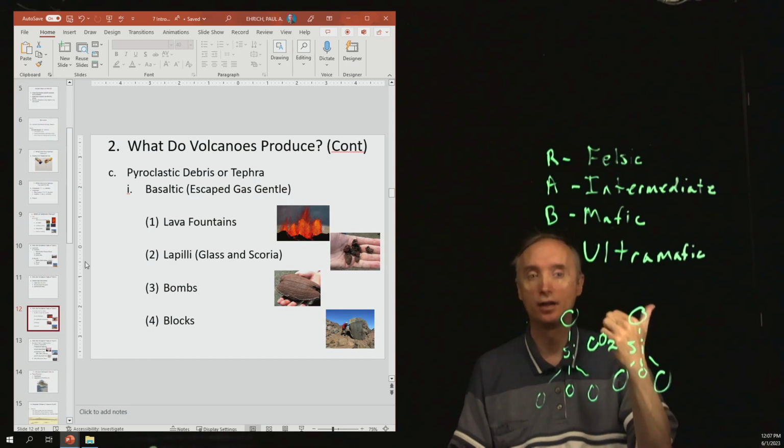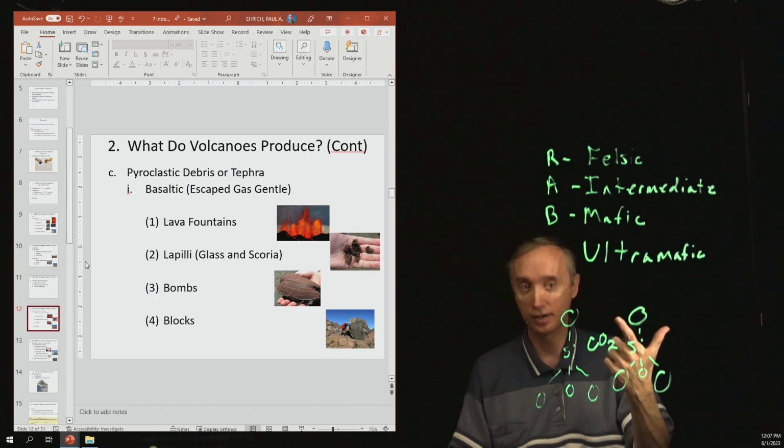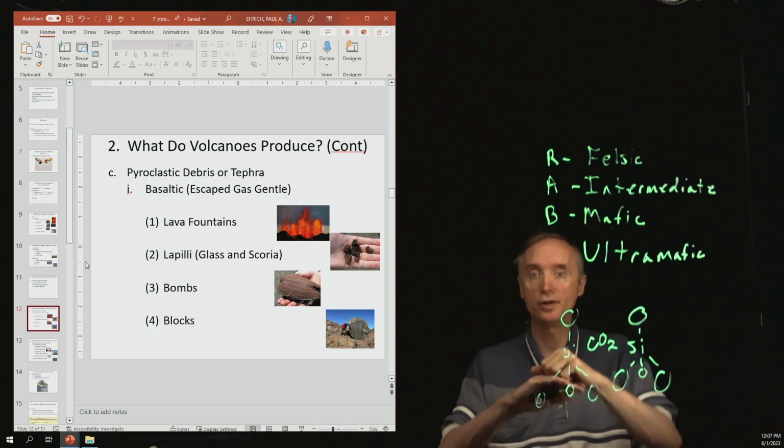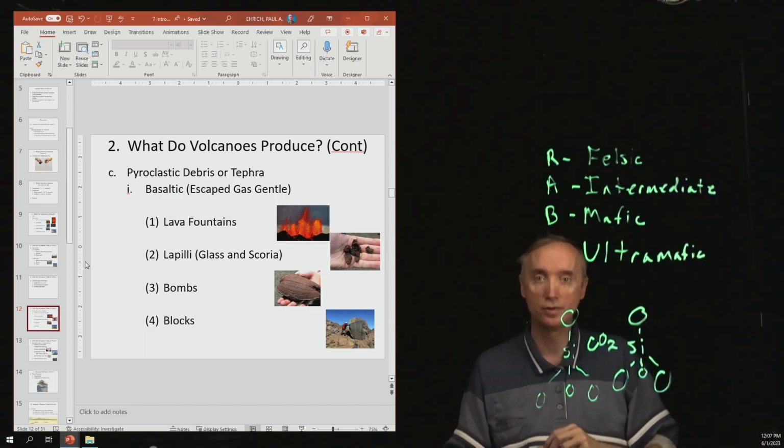Okay, so we've got lava that comes out of a volcano. We've got gases and aerosols that come out of a volcano. And then a third thing that comes out of a volcano is going to be debris that's flying through the air. So in our previous lesson, we called that pyroclastic. Another name for this is going to be tephra.